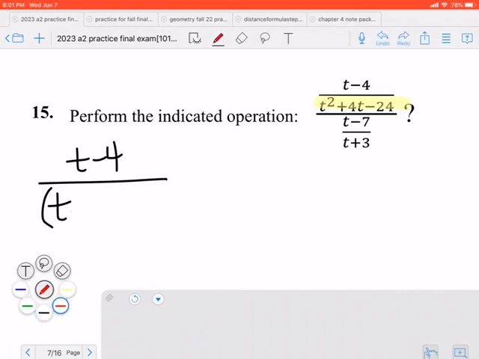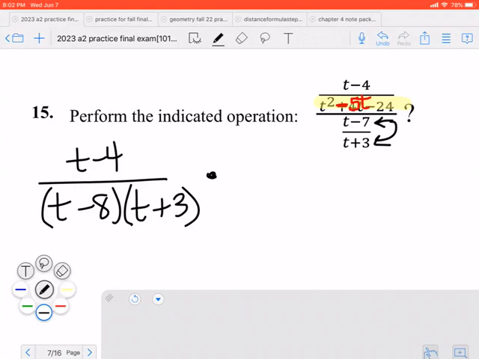So on your copy, it will say negative 5t for that middle term. Everything else looks good. All right, so that would be minus 8 and 8 times 3 plus 3 to add to negative 5. And it's divided by t minus 7 over t plus 3. So I'm going to multiply and reciprocate.